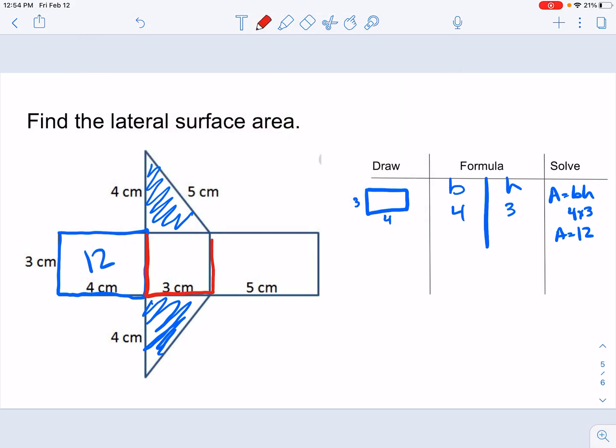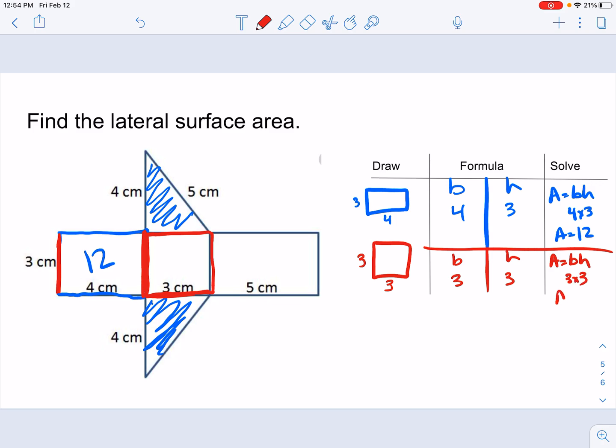Okay, next we have our middle one. And if I look at the bottom, it's 3. If I try and find the height, it should also be 3. So when we have a square, it's still base times height, or just side times side. So I have 3 and 3. 3 times 3 is 9.